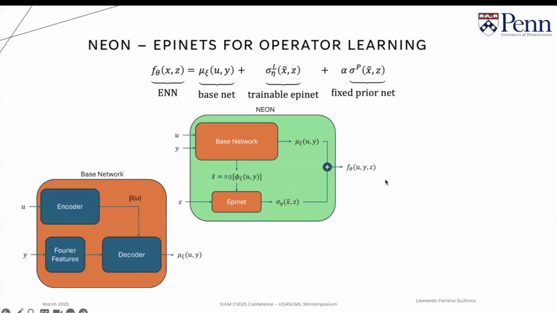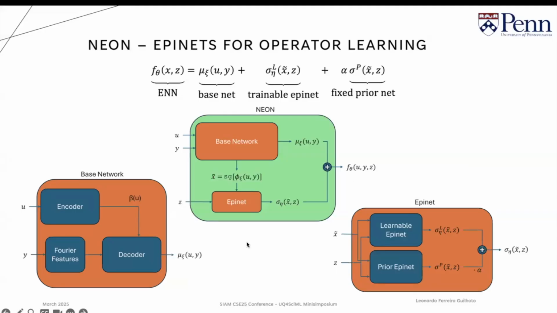Now, the base network can have many different architectures. In particular, the ones we use in this paper follow an encoder-decoder architecture, where we have some encoder that encodes the input function u, and then we have our query location y that gets passed to Fourier features, and then both quantities are passed to a decoder that outputs the mean prediction mu. On the other side, the EpiNet, which is generally speaking a much smaller network, has also two components.